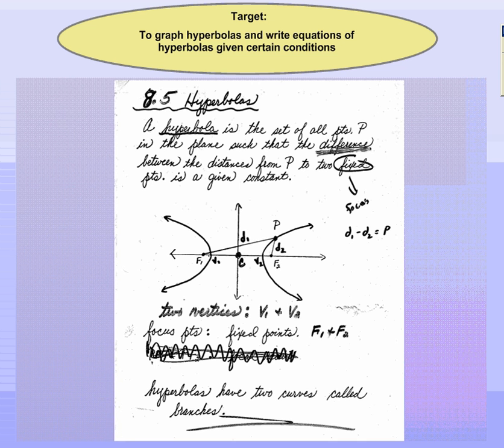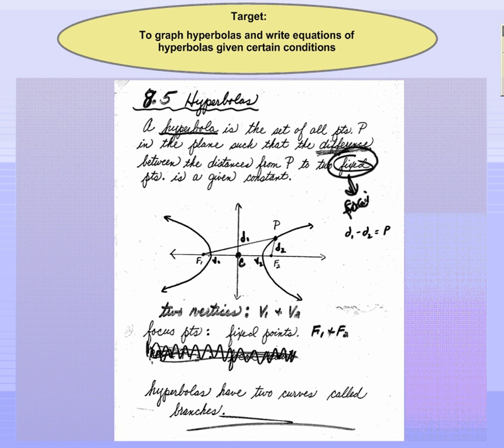On this page is the definition of a hyperbola. A hyperbola is the set of all points P in the plane such that the difference between the distance from P to two fixed points is a given constant. These fixed points are foci. A hyperbola has two foci.